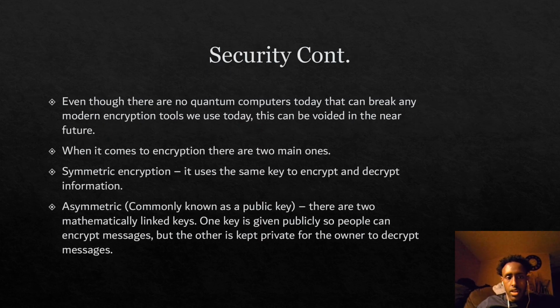More security stuff. Even though there are no quantum computers today that can break any modern encryption tools we use, this can be avoided in the near future. When it comes to encryption, there are two main ones. Symmetric encryption uses the same key to encrypt and decrypt information. Asymmetric, which commonly is known as a public key. There are two mathematically linked keys. One key is given publicly so people can encrypt messages, but the other key is kept private for the owner to decrypt messages.